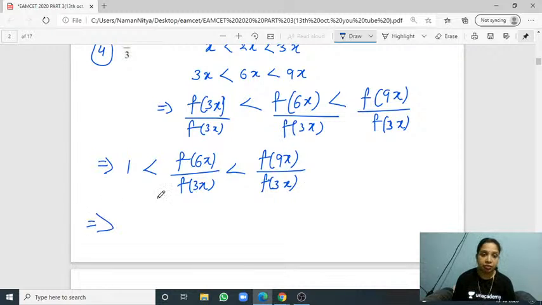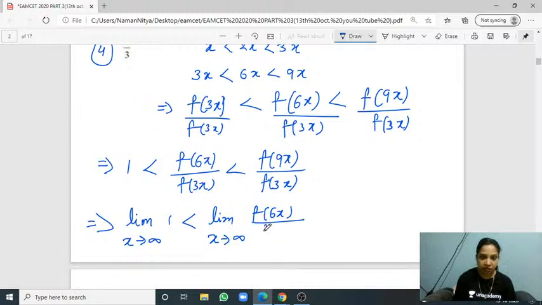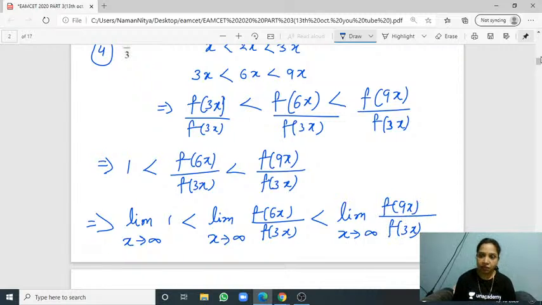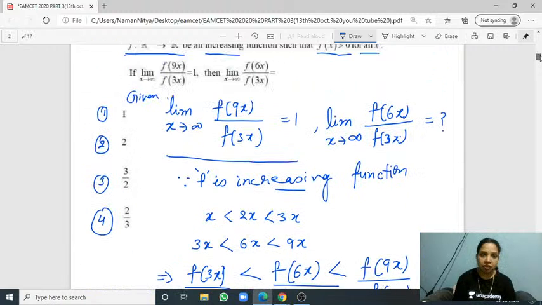Now you take the limit throughout. So if I'm taking limit x tends to infinity throughout, 1 less than limit x tends to infinity f of 6x divided by f of 3x less than limit x tends to infinity f of 9x divided by f of 3x. In the question, we have some given thing also that we can use here now. Limit x tends to infinity f of 9x divided by f of 3x, the value is 1.